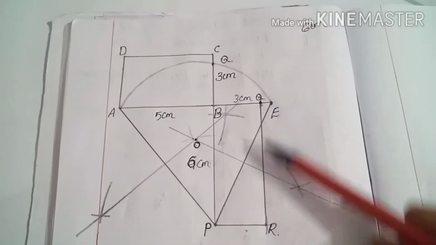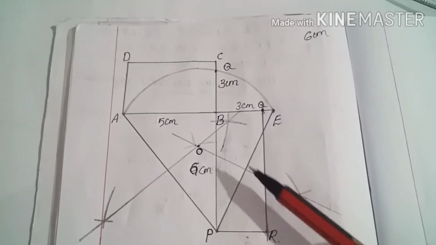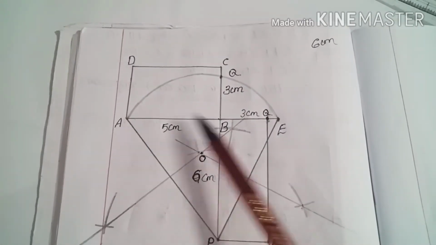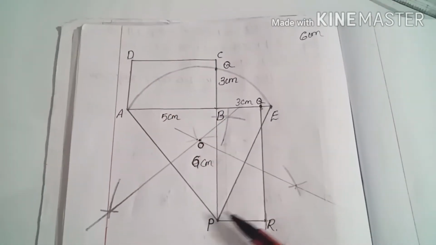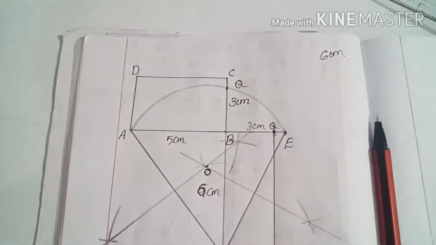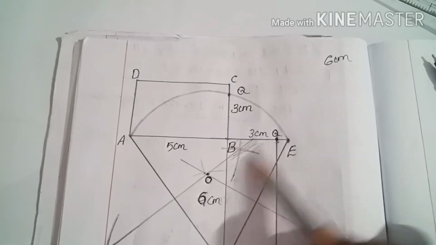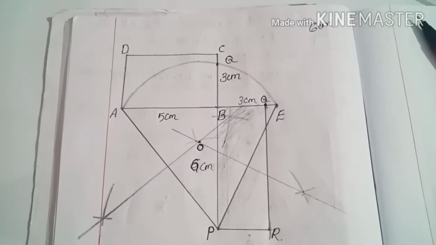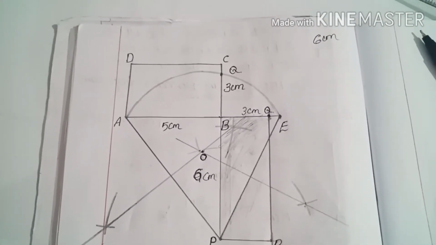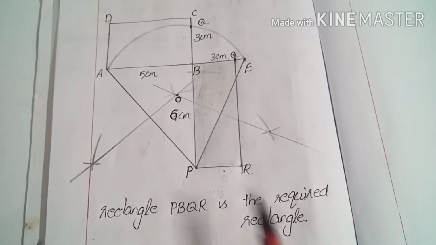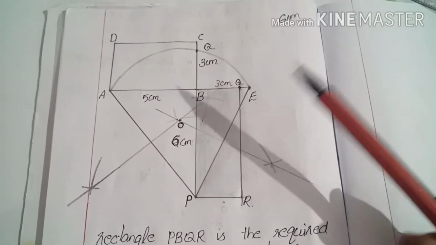PBQR is a rectangle with the same area as ABCD. This rectangle ABCD's area and this rectangle PBQR's area will be the same. Then shade this region. This is the rectangle that we need to draw. So this is a method. Learn properly, very important question. So rectangle PBQR is the required rectangle. If you have any doubt, you can check.